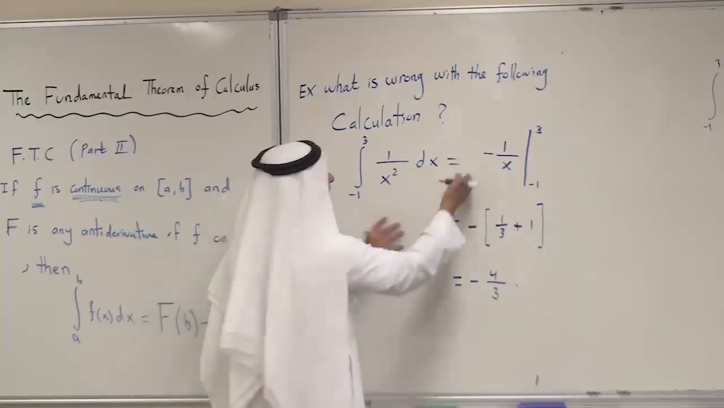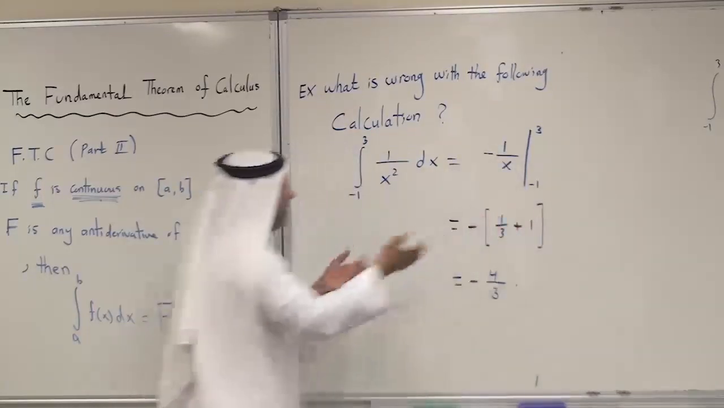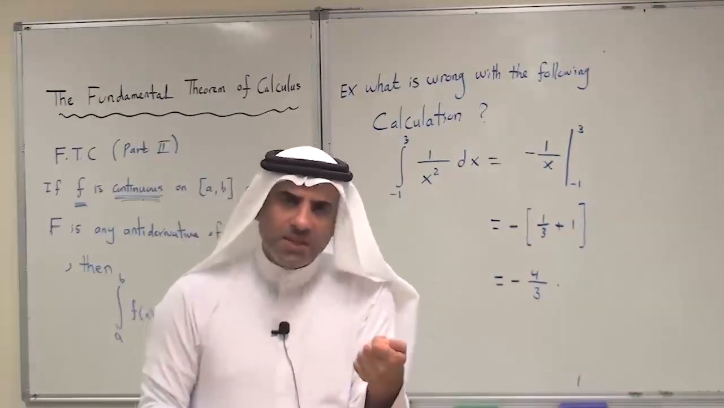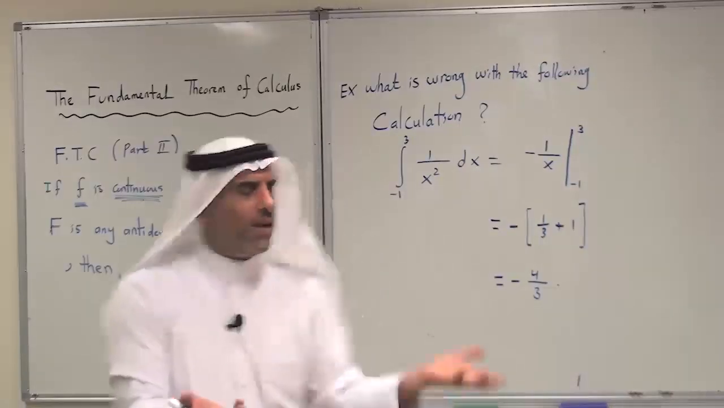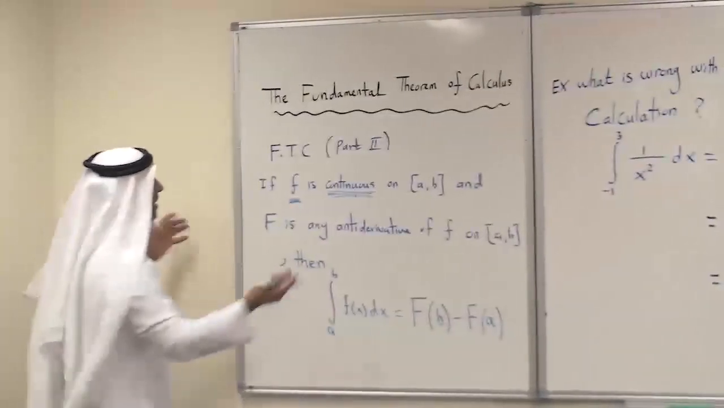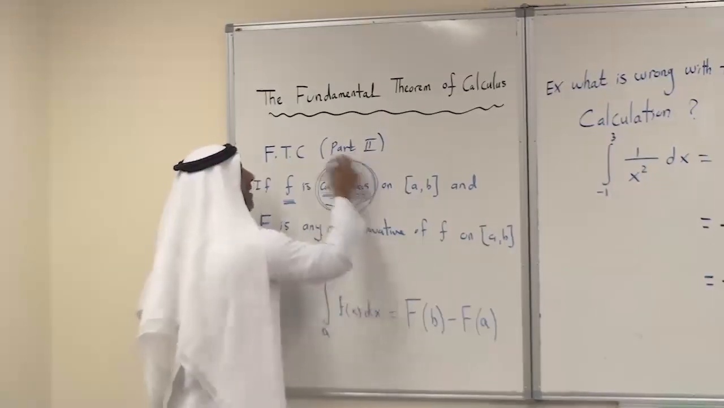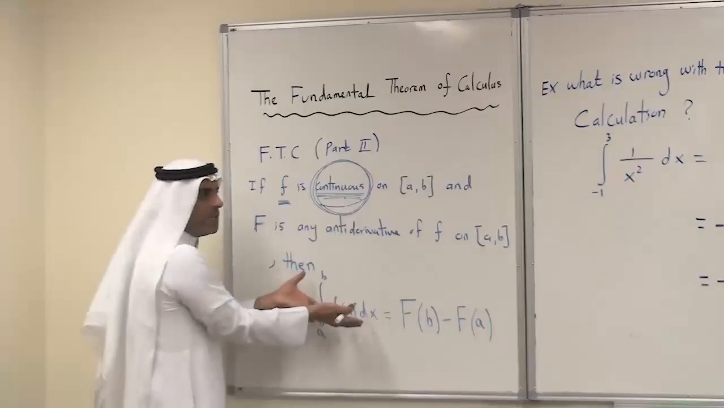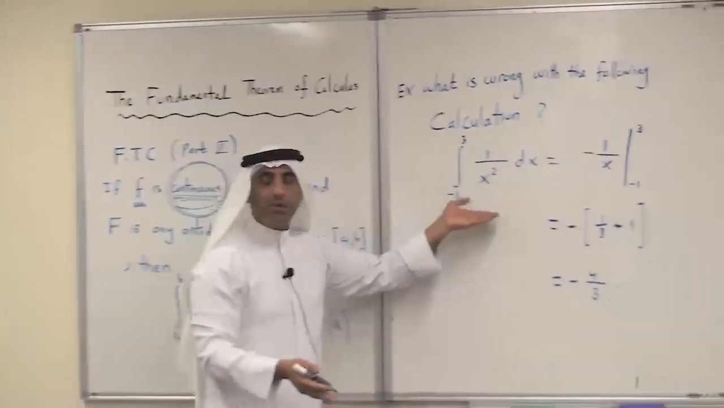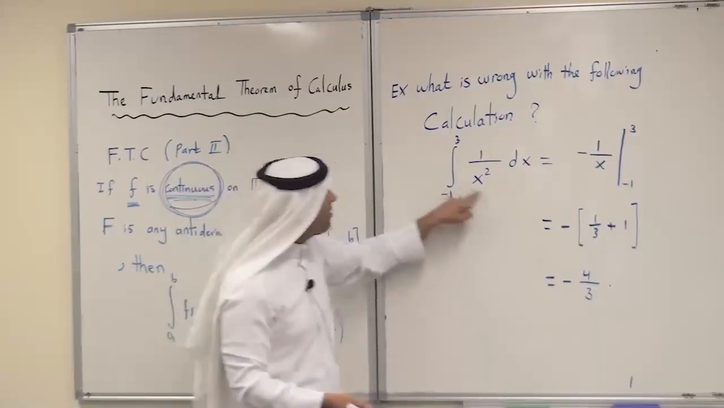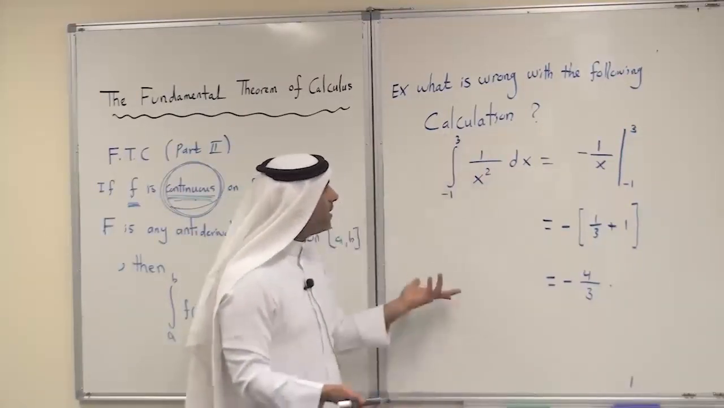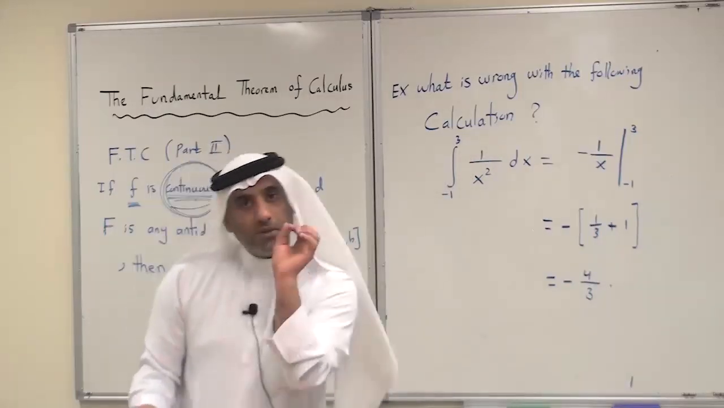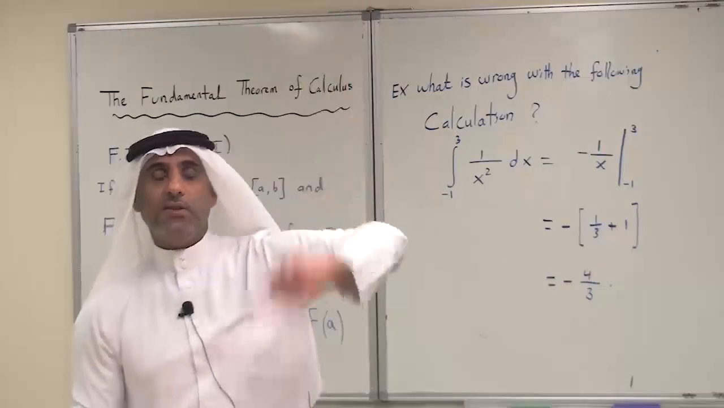I'm getting an antiderivative and then evaluating. But we have a key which is lost. We cannot use something which is not there, okay? So what is that key? The continuity of the function is very important in the fundamental theorem of calculus. If you don't have continuity, you do not have the conclusion. Let us check if this function is continuous between minus 1 and 3. Clearly 1 over x squared has a problem at x equal to 0. If you substitute x equal to 0, we have an infinite discontinuity at that point.